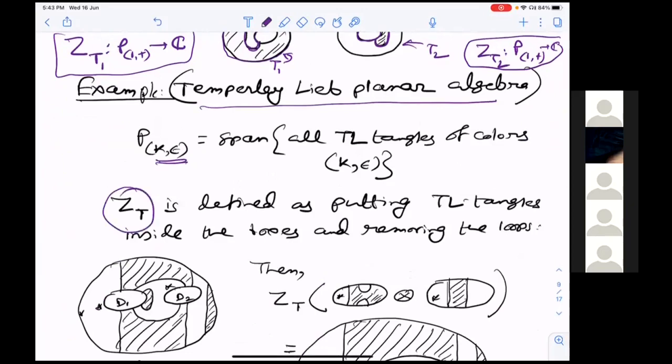P(k, epsilon) is the span of all tempered leaf tangles, like the diagram algebra. In the diagram algebra, there is no coloring, no shading, and no star. Now there will be all tempered leaf tangles, meaning the diagram algebras with all the stars. So all the tempered leaf tangles of color (k, epsilon) form the basis. This is my vector space.